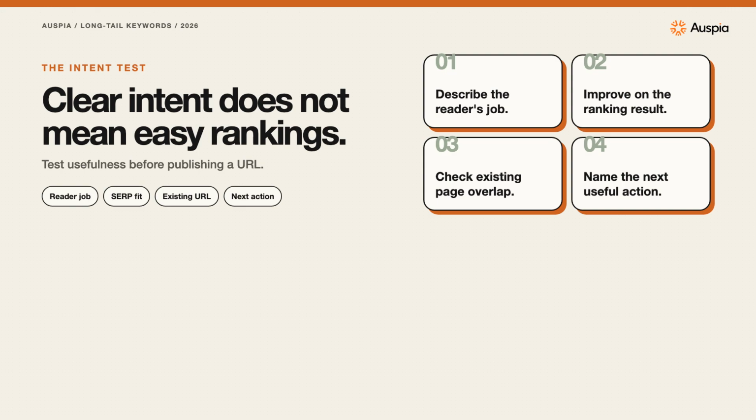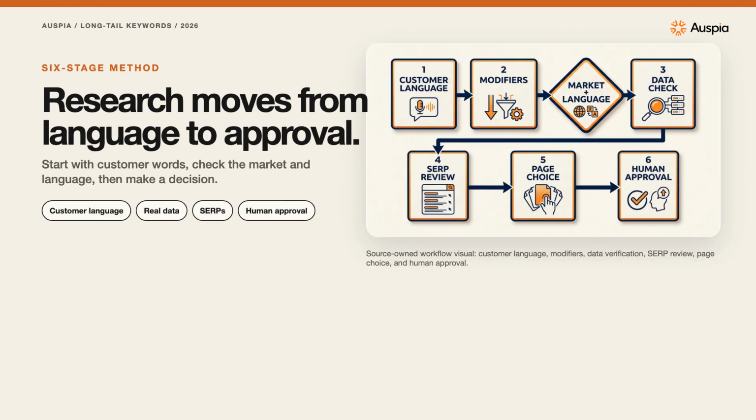Start with the words customers already use when they describe their problem. Look at sales calls, support tickets, site search, reviews, onboarding notes, and search console queries. Keep the original customer wording. It often reveals the task more honestly than a polished seed keyword.